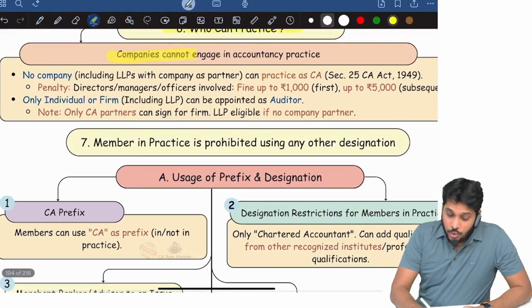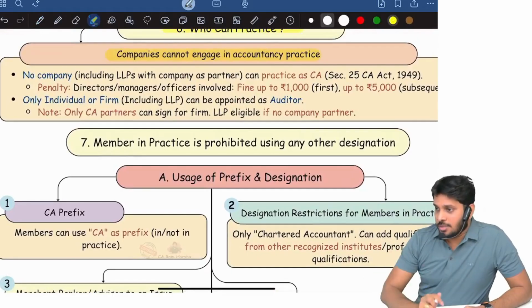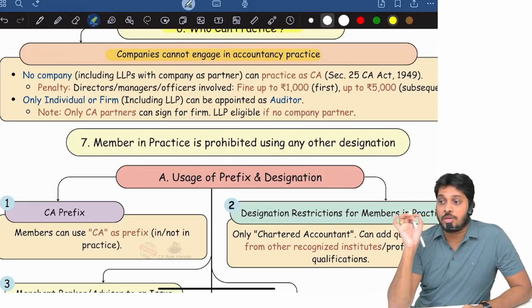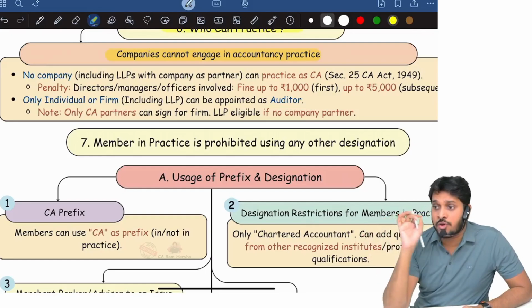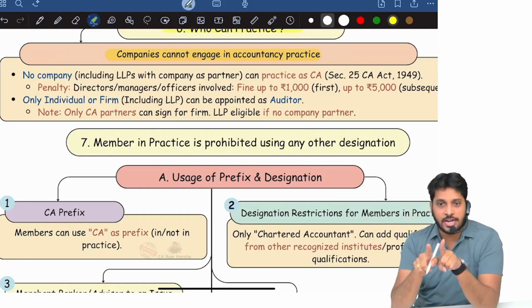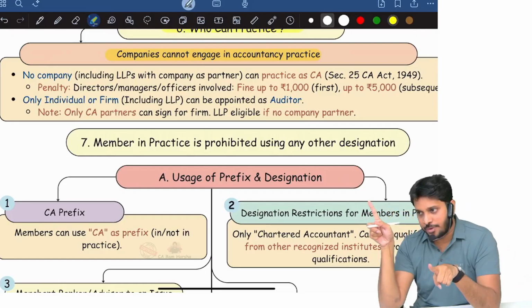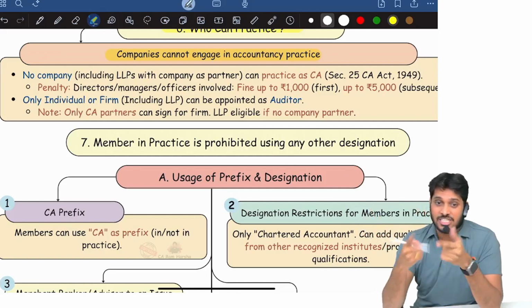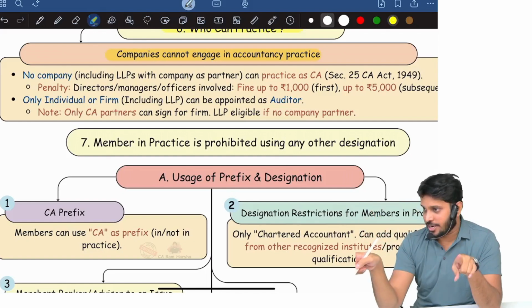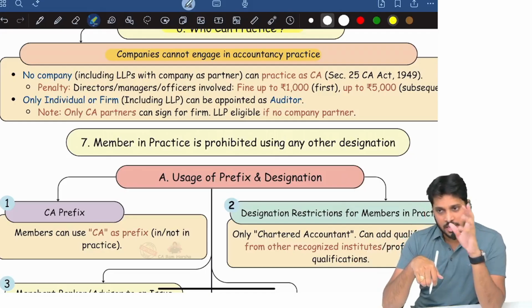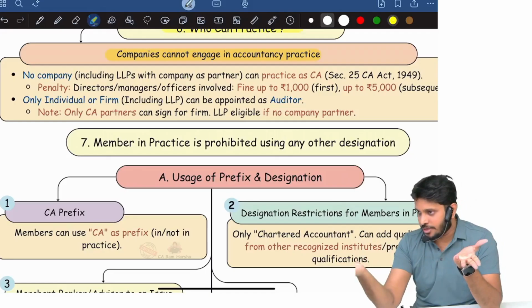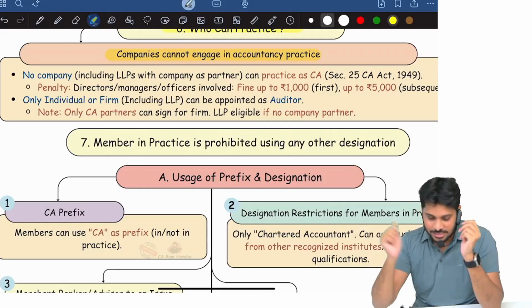And you cannot practice in the form of a company. Corporate form of practice is prohibited. Corporate form is permitted only for MCOS services. If you want to render MCOS services, you can render them in corporate form. If you want to render attestation services, you can't render them in corporate form. Even in the Companies Act, even in an LLP, a body corporate is disqualified from becoming an auditor. That's it.